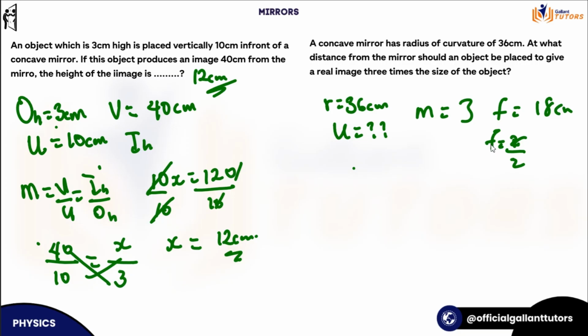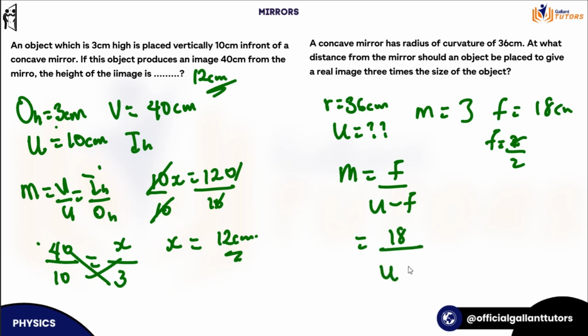So now we have three parameters, which is u, f, and m. So what formula connects these three together? We have m is equal to f over u minus f. Okay, what our f is at 18.